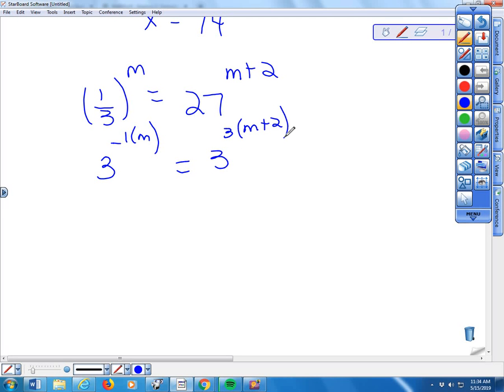is 27. You have to remember, though, if you raise something to a cube and it's already got an expression there, that 3 has to be distributed to all terms, not just the m. So now I can set the exponents equal and solve. Negative 4m equals 6, m equals negative 3/2. So those two, you didn't even need logs to solve. You just needed to get the same base on both sides of the equation and then set the exponents equal, which is much easier than using logarithms.